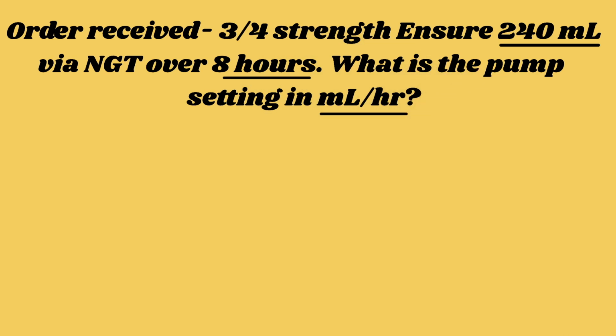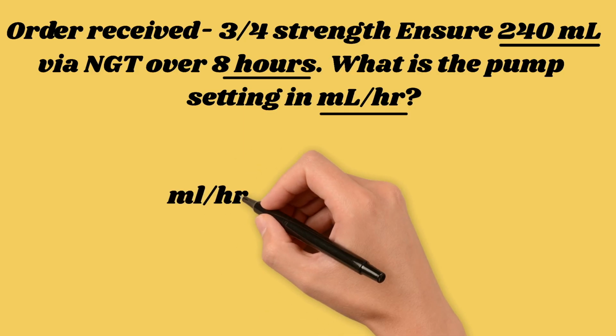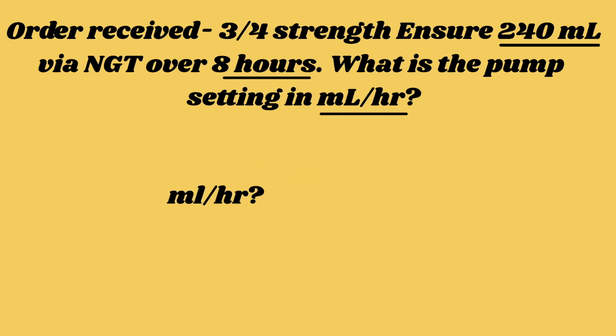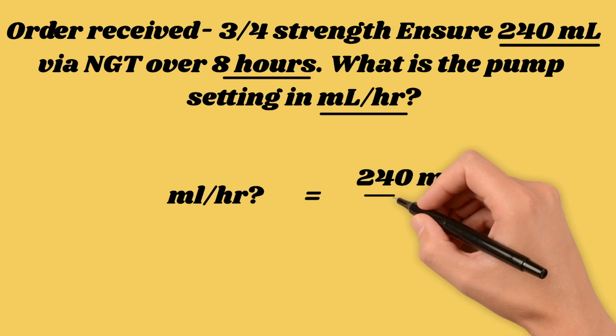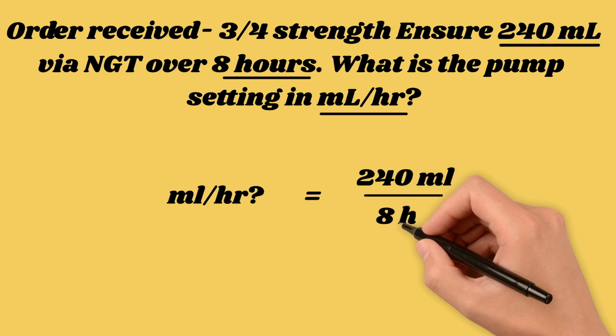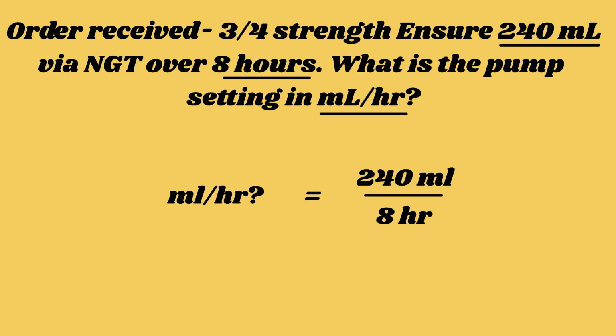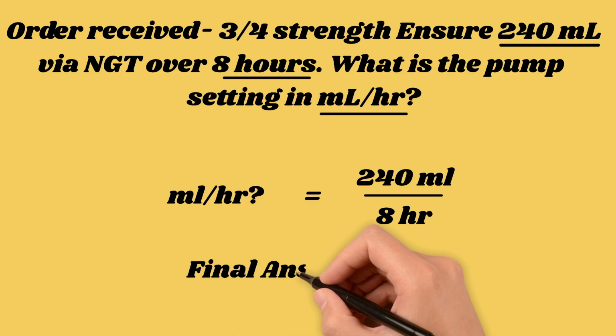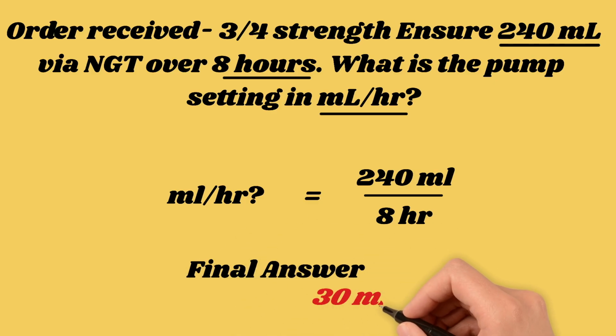We're looking for mLs per hour, so we'll write that first and put equals. We'll take the 240 mLs that we're giving and divide it by the 8 hours to get our final answer, which is 30 mLs per hour. Let's move on to our next.